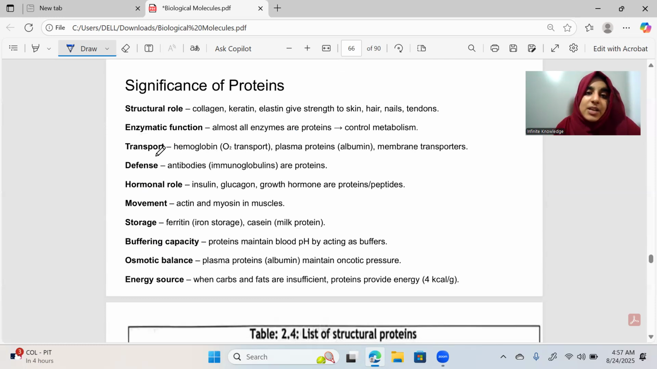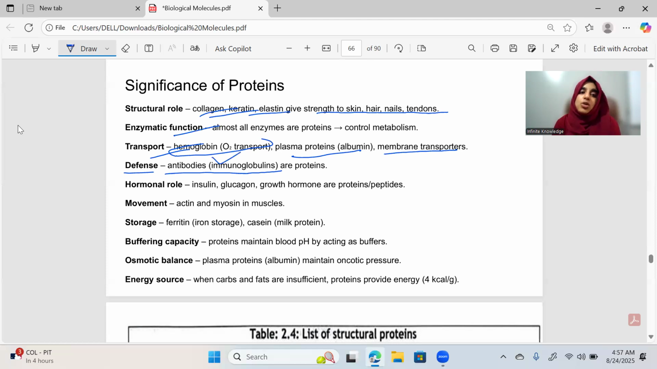Now, what is the significance of proteins? You guys can take a screenshot and read this, because this is very easy. It provides a structural role. For example, collagen, keratin, and elastin. These give strength to hair, nails, skin, and tendons. It provides the function of enzymes. It helps in transport. For example, hemoglobin is present in the RBCs, red blood cells, and it helps in the transport of oxygen. Next, we have plasma proteins in the form of albumin and membrane transporters. For defense, we have antibodies, right?